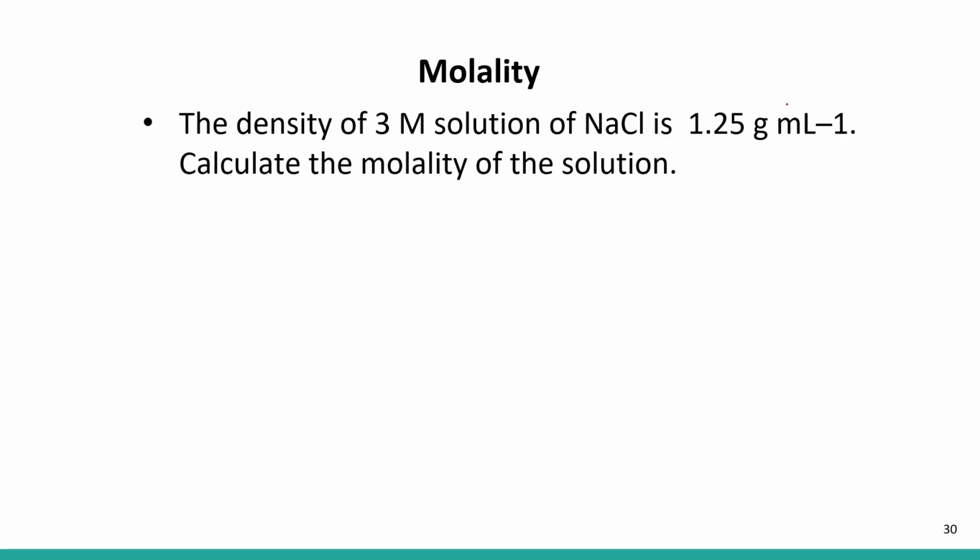So what do we need for molality? First we need to know the moles of solute. So the density of a 3 m solution is given. Density is given as 1.25 gram per liter. Now 3 m solution is taken. So what can you say about it? That in 1 liter of this solution, 3 moles of NaCl is present.